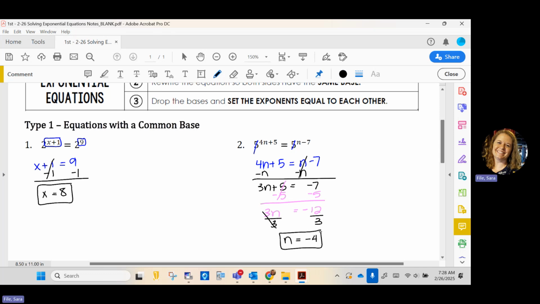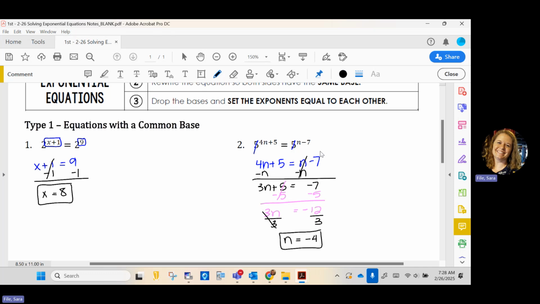Now I could check, does -4 make the original equation true? So let's just ask ourselves. 4 times -4 would be -16, plus 5 would be -11. -4 minus 7 would also be -11, wouldn't it? So it checks out, it works.